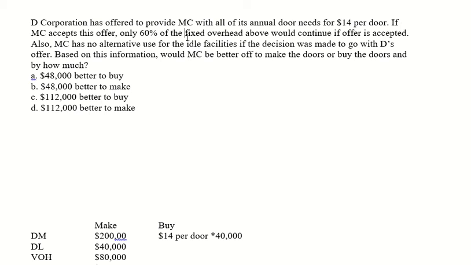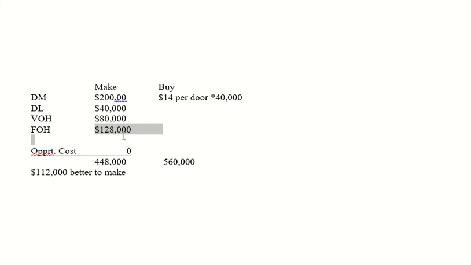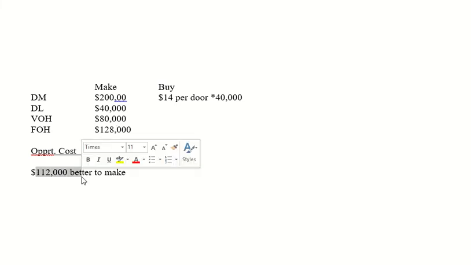Hopefully this is making sense to you, that you can understand my reasoning. And I said that was the 128,000. That was the relevant part. No opportunity cost, so this one looks like it's a lot better to make than it was previously for this problem.